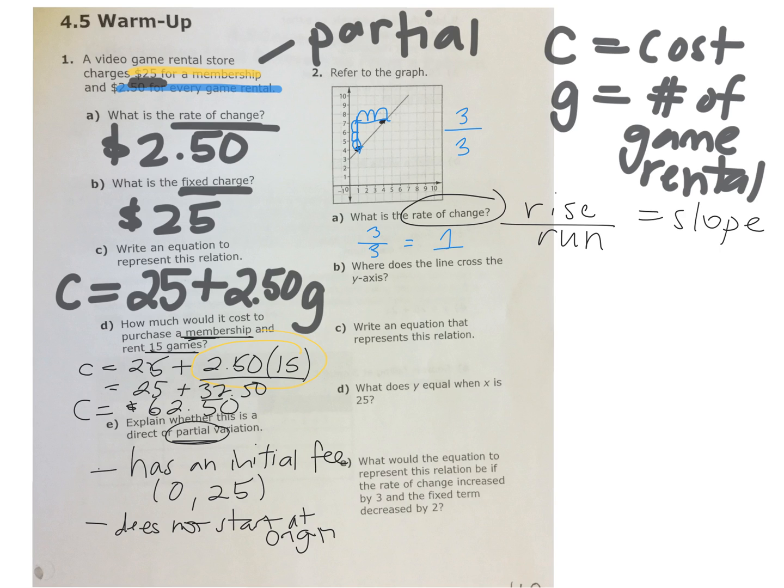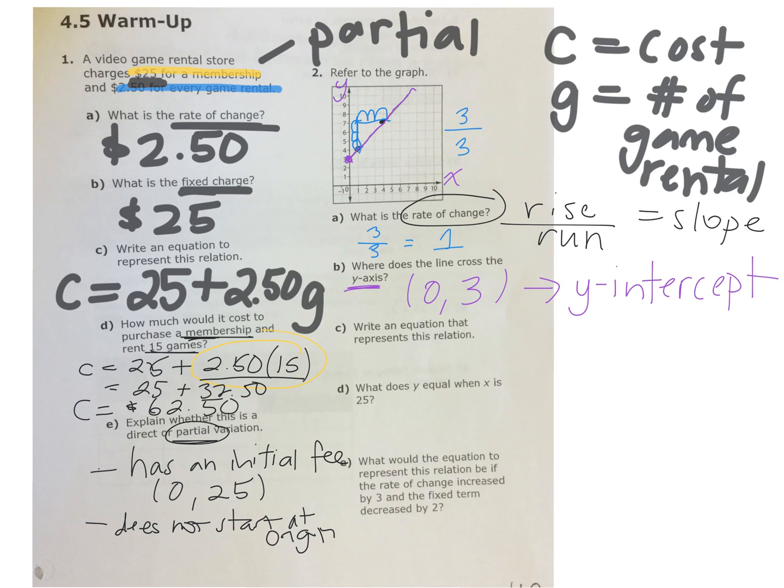Where does the line cross the y-axis? Which one's the y-axis, horizontal or vertical? Vertical. Label your axes x and y. And here's the line. Everyone look here for a second. When does it touch the y-axis? At what point? 0, 3. The point where the line crosses the y-axis is referred to as the y-intercept.